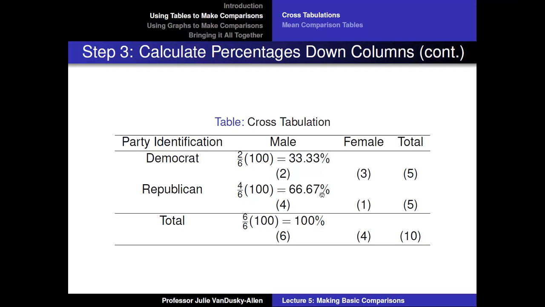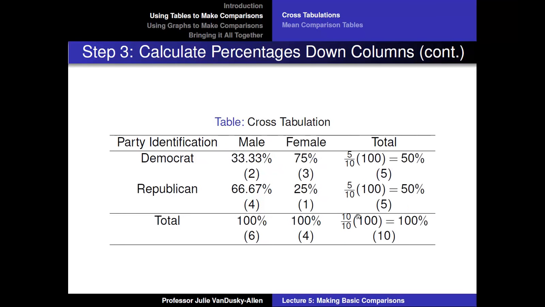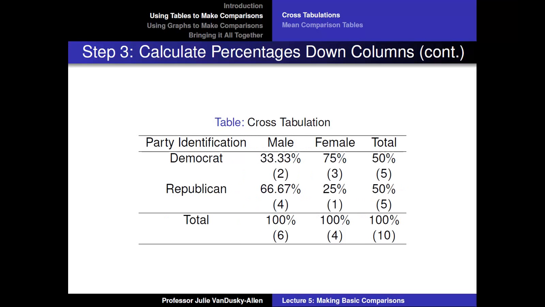The male Republican cell would be 4 divided by 6 times 100, or 66.67%. And the last cell would be 6 divided by 6 times 100, or 100%. And you continue this process for the subsequent columns. And this is what your cross tabulation table should look like.